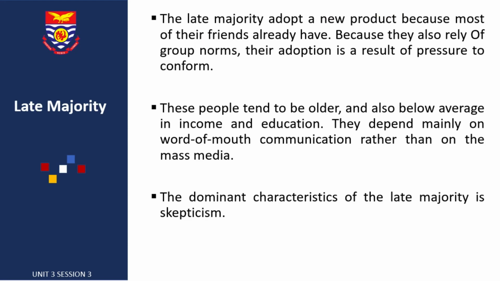Late majority. The late majority adopts a new product because most of their friends already have. So let's take iPhone for instance. iPhone 7 came way back, 8 came way back, 9 came way back. You realize that this late majority will actually adopt a new product because most of their friends already have. Most of their friends are using iPhone, so they think that there will be the need for you to use an iPhone. These customers tend to be older and also below average in income and education.